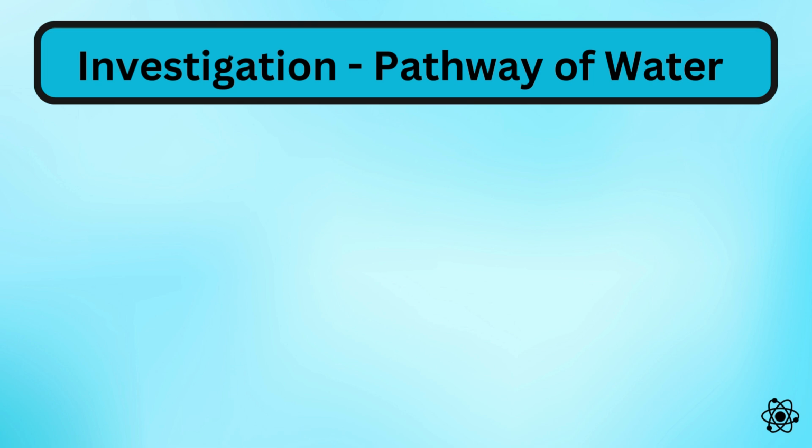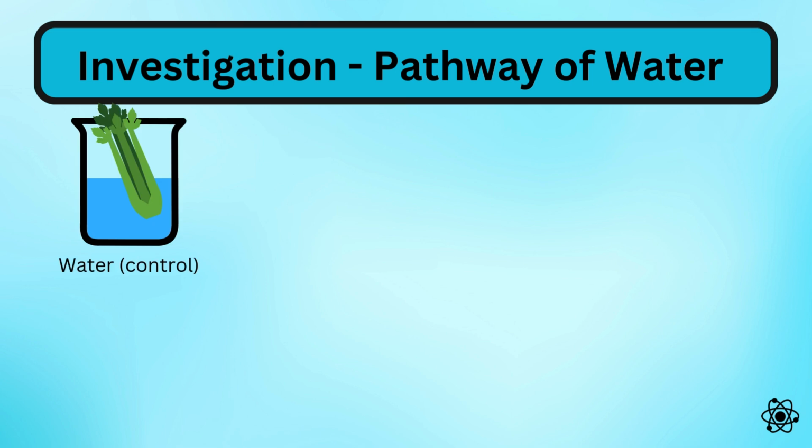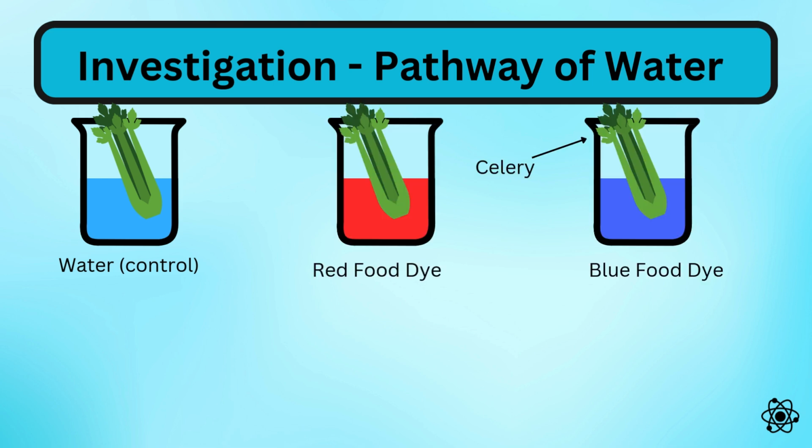Let's investigate using a stain the pathway of water through the above ground parts of the plants. Place a plant like celery into a beaker of water. This is the control. In two other beakers, place celery in water mixed with food dyes, red in one and blue in the other. Leave all three plants in sunlight for a few hours.